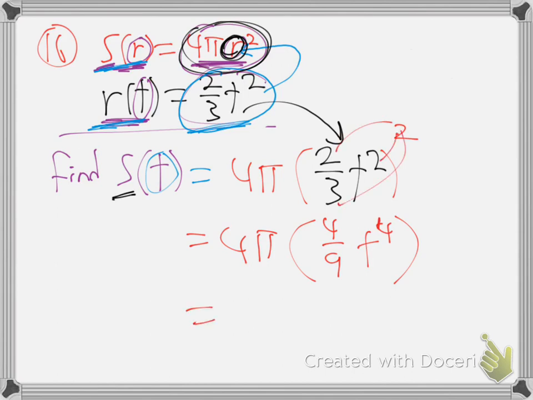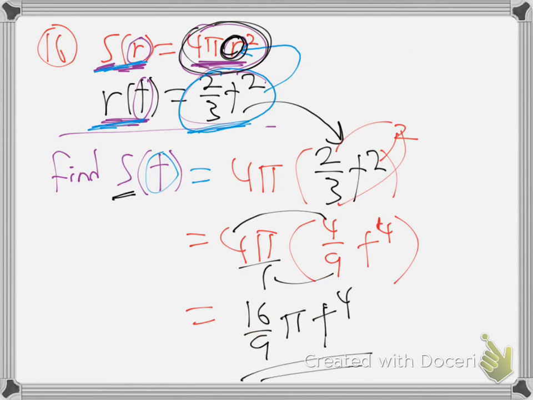And then what do you do there? This is 4 pi over 1, so 4 times 4 on the top, 16, 1 times 9 on the bottom. 16 ninths pi t to the 4th. There it is. 16 ninths pi t to the 4th. So that's the surface area at any time. You could plug time into that and immediately know the surface area of that balloon.